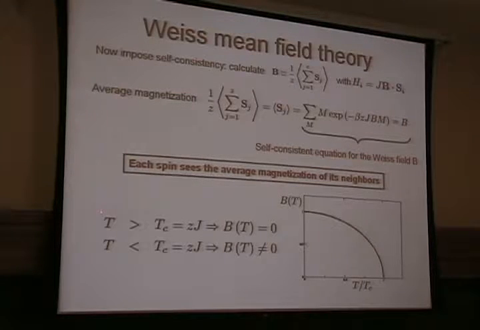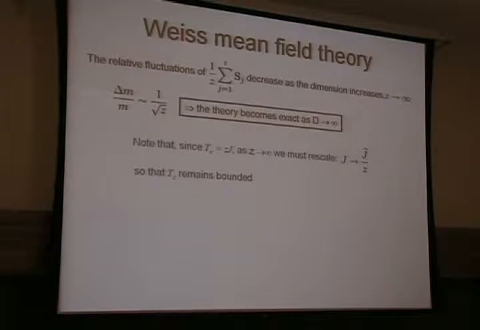Okay, so for T greater than the critical temperature, B is 0. It's a paramagnetic state. Actually, in this case, the mean field theory is not very useful. And for T less than Tc, the value of B is different. And this is just the magnetization of your system. It's a ferromagnetic system. I forgot to mention over there, I'm assuming a ferromagnetic exchange coupling constant. So this is the essence of the magnetic Weiss mean field theory.